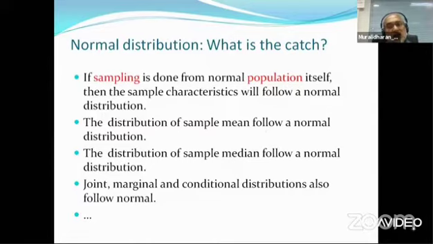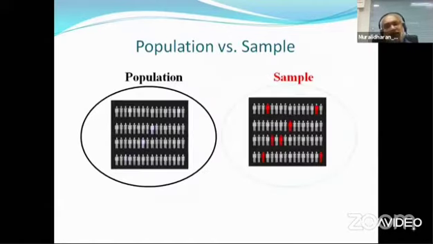So if you are doing sampling based on normal population, then definitely almost all characteristics will follow normal distribution. There are some exceptions as well. I'm not discussing those things, but by and large, most of the characteristics will follow normal distribution. And of course, you all know that sample mean follows a normal distribution. Sample median also follows normal distribution, but the parameters will be different, that's all. Joint, marginal, conditional distributions also follow normal. We can have proofs, theoretical concepts are possible.